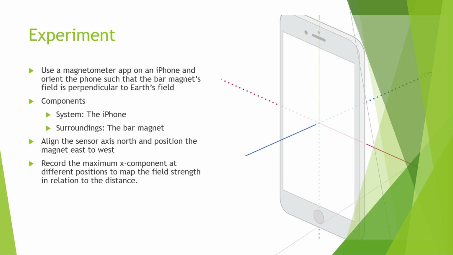So during this experiment, we used a magnetometer app on the iPhone and oriented the phone such that the bar magnet's field was perpendicular to the Earth's field. Some of the components of this experiment included the system, which was just the iPhone in this case, and then the surroundings, which is the bar magnet. I also aligned the sensor axis north and the magnet east to west. And then we were able to record the maximum x component at different positions to map the field strength in relation to the distance.